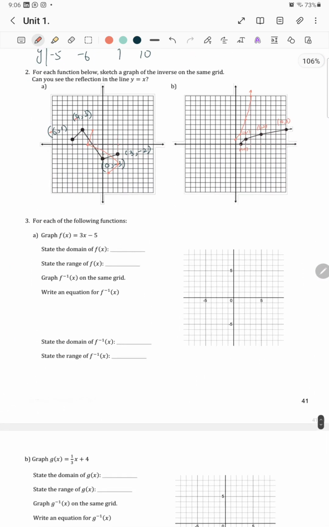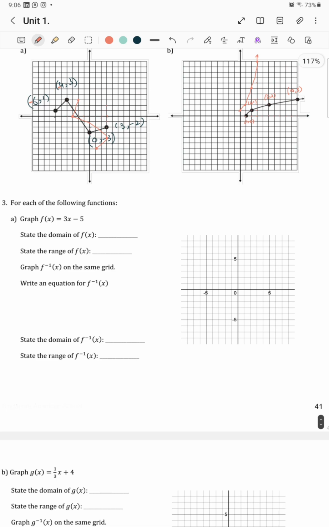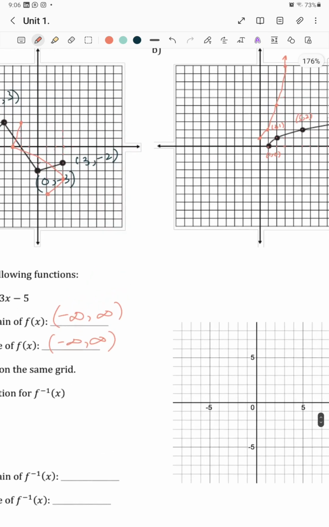For each of the following functions, f(x) = 3x - 5, state the domain of f(x). So the domain is the values which we can input into f(x). So we can put any value of x. So it would be minus infinity to plus infinity, and the range would be any output we can get, so minus infinity to plus infinity. Graph f inverse of x on the same grid. So first of all we need to graph f(x), and then we will graph f inverse of x.